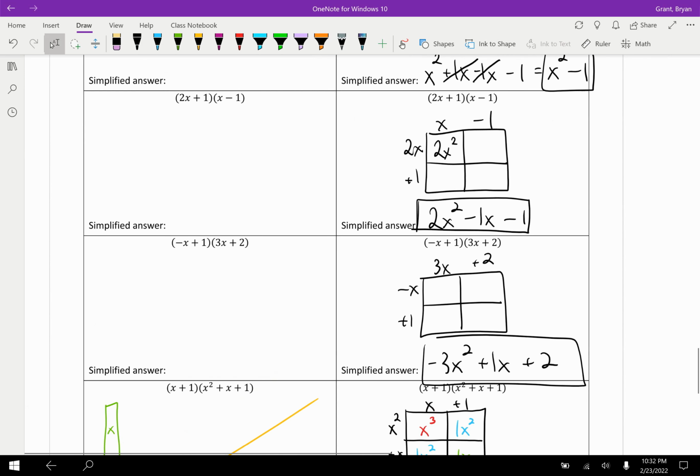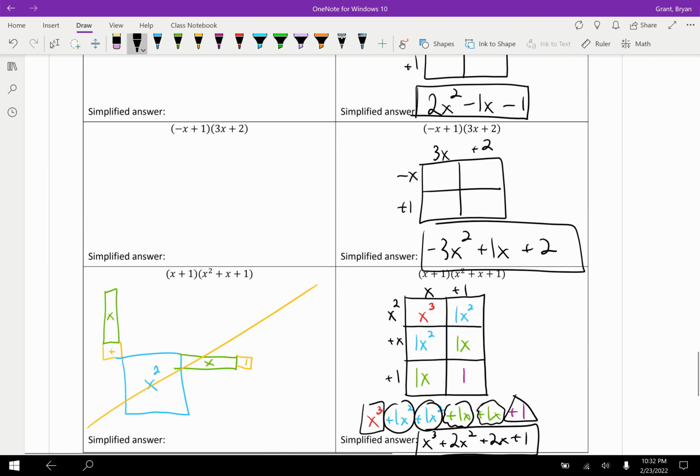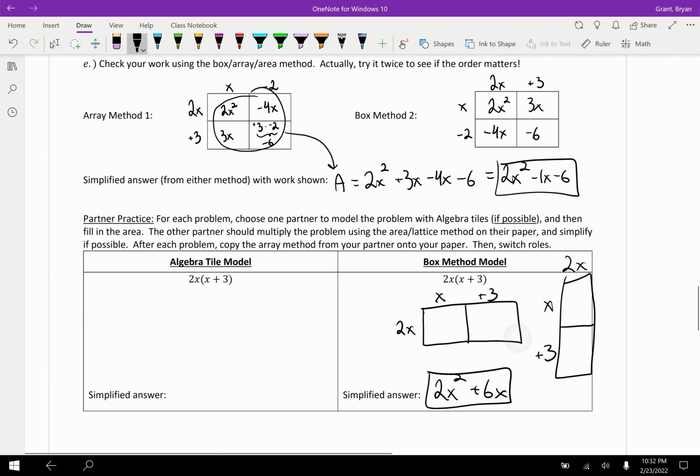All right, hopefully you found some success today with this box method. Next class, we're going to use fewer algebra tiles. I know, don't groan too loudly. And we're going to focus more on different ways to do this multiplying besides the box method. So tune back in to lesson 8.03 next class.